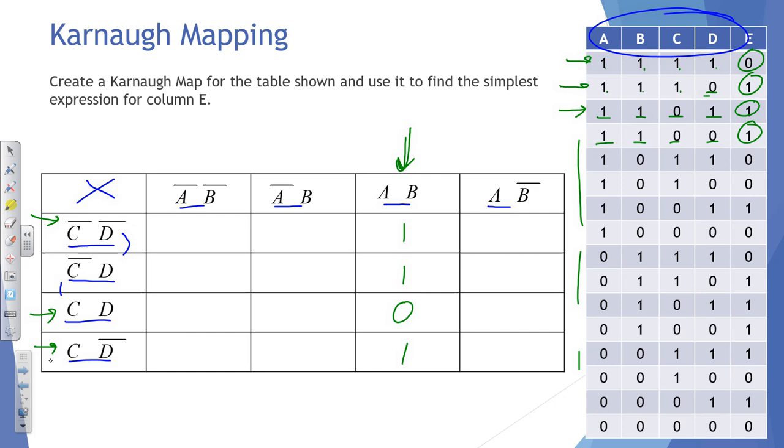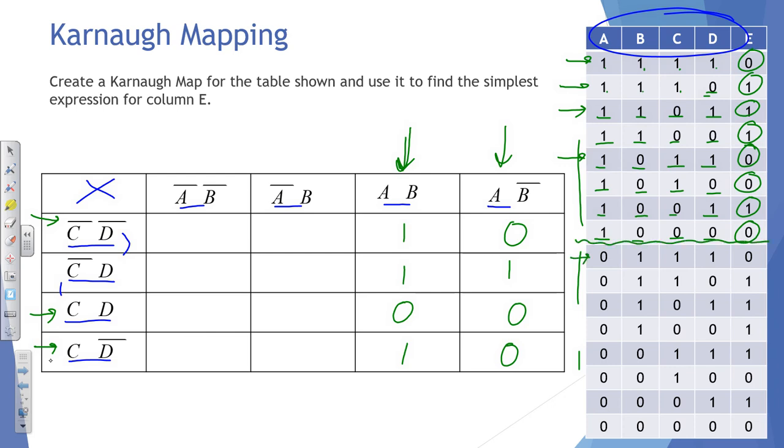Okay, row 5, we have A, but not B. That means that we're going to be moving over to this column over here. If we do have C and D in that column, our outcome is 0. A but not B with C but not D, our outcome is 0. A but not B, not C and D, and our outcome is 1. And A but not B, not C and not D, and our outcome is 0. And at that point, we're half done.